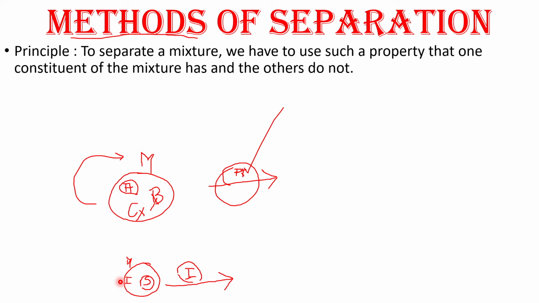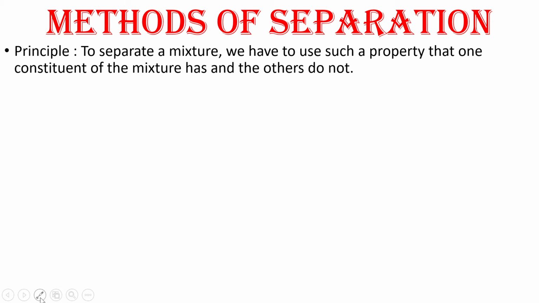So what property did I use? A magnet can attract iron but not sulfur. So iron is attracted by a magnet while sulfur is not. Using this property, which is possessed only by iron, I can separate iron filings from sulfur. So this is the basic principle.